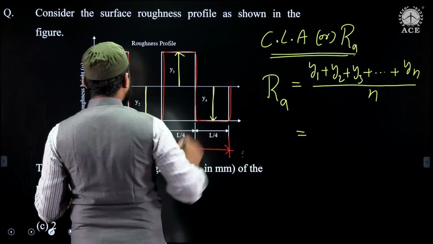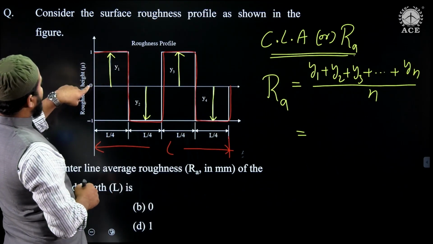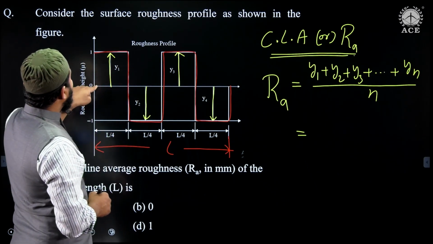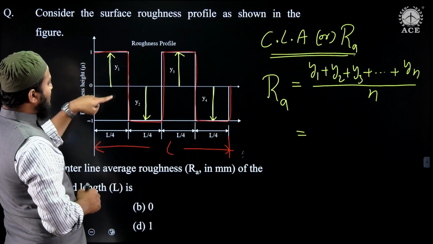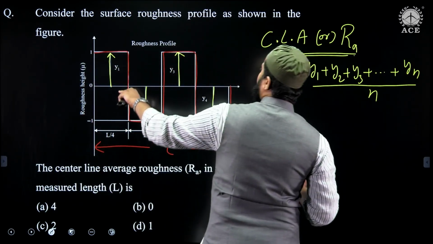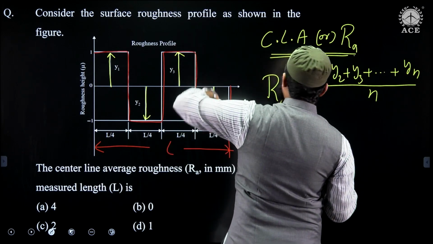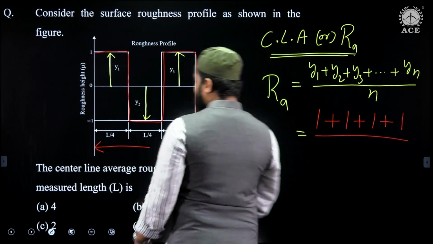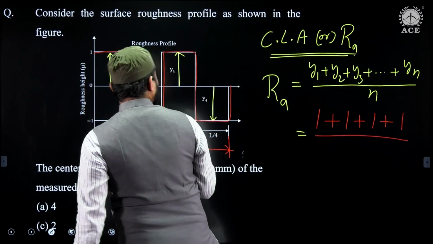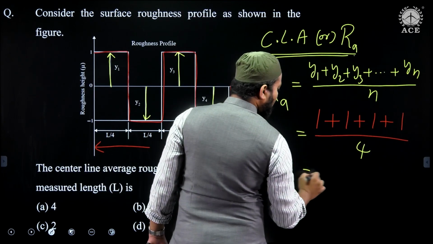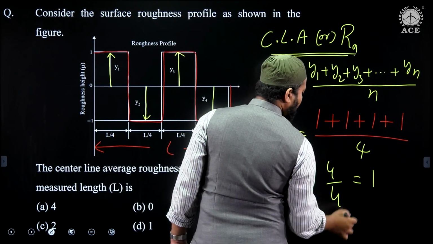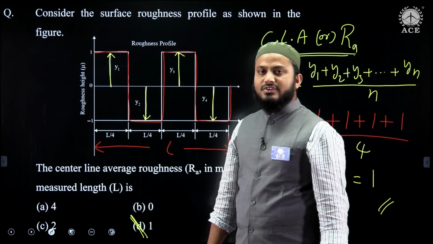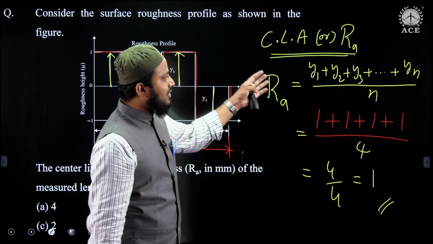But as per this formula, what we need is the y values. 0 is the mean here, which means from that mean line, the peak is 1 and the valley is also -1. So the sign does not matter here, simply you need to take 1 plus 1 plus 1 plus 1, because we have 4 peaks and valleys, by the total number of peaks and valleys, which is 4. So, 4 by 4, the answer is 1, option D. This is as per the first formula.